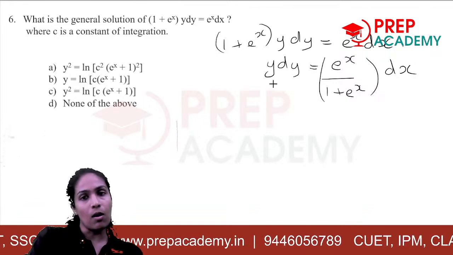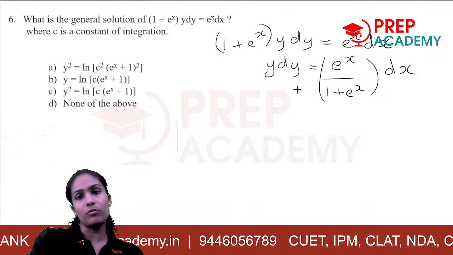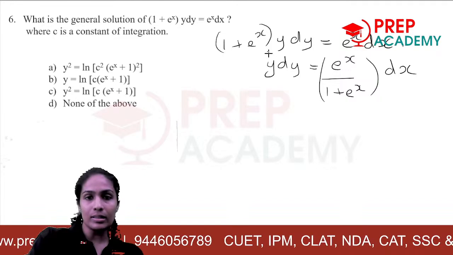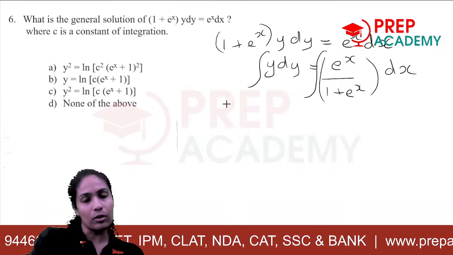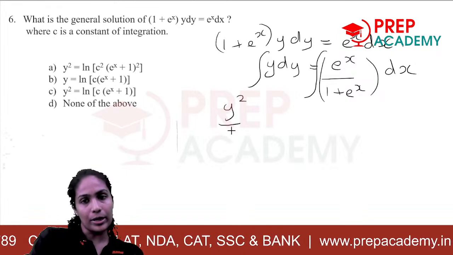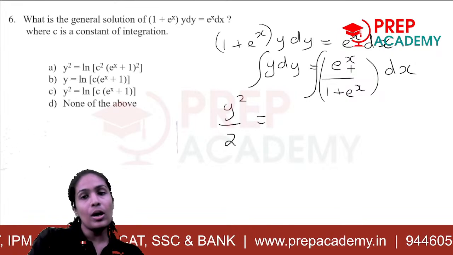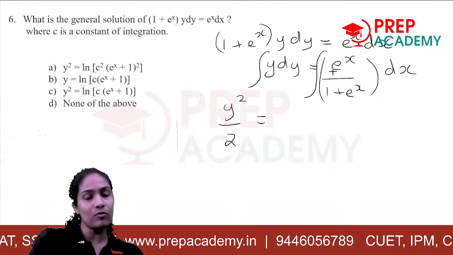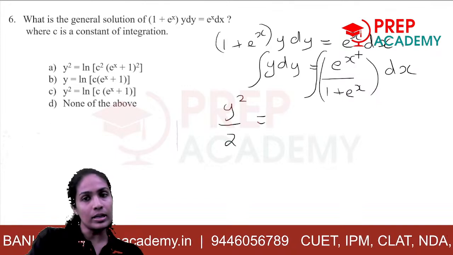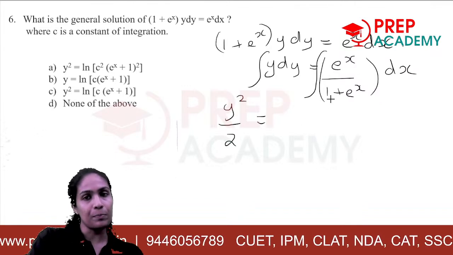This is in variable separable form. So to find the solution, integrate this. Integral of y dy is y squared by 2, which is equal to the integral of e raised to x by 1 plus e raised to x. You have to find the integral of the function e raised to x by 1 plus e raised to x.